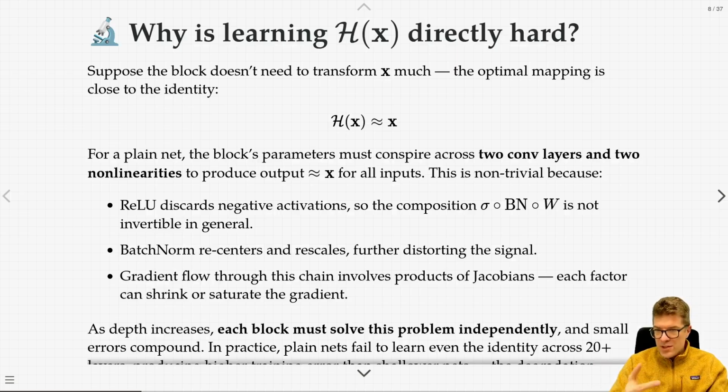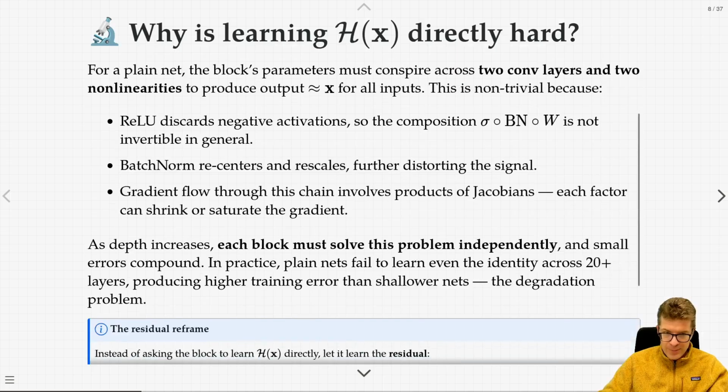The composition of a sigmoid, a batch normalization, and a weight matrix won't be invertible. Batch normalization recenters and rescales, which distorts the signal, making it hard to learn this sort of relationship. The gradient flow through this chain involves lots of products of Jacobians, and every time we multiply Jacobians together, as in the coin flipping metaphor I mentioned, you risk shrinking or, on the other hand, saturating the gradient. Both are bad. As you increase the depth, you have to keep solving this problem independently, constantly, and any errors will compound.